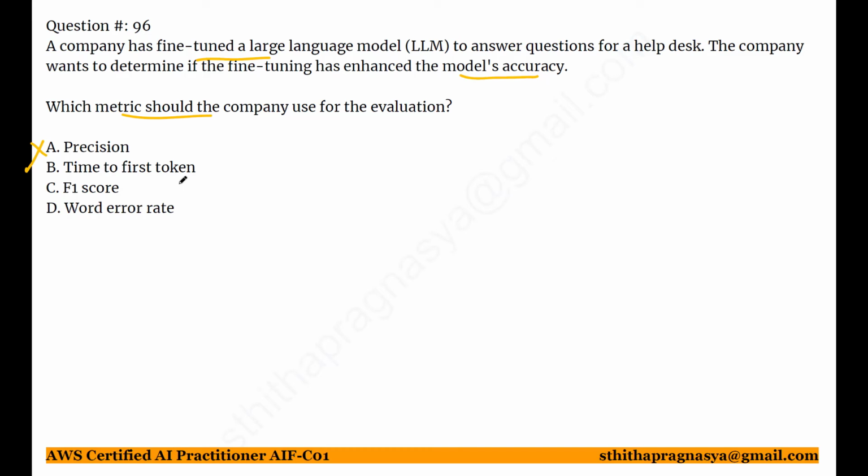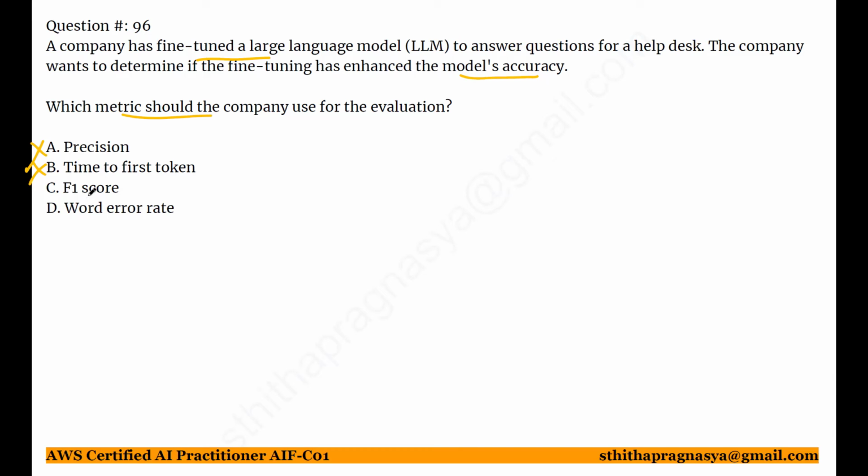Time to first token. This measures the latency of generating the first token in a response. It focuses on the speed or responsiveness of the model rather than its accuracy in providing correct answers. So this is also not the correct answer, as it measures performance speed, not accuracy.